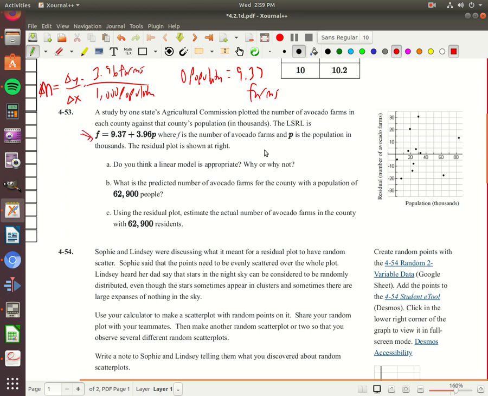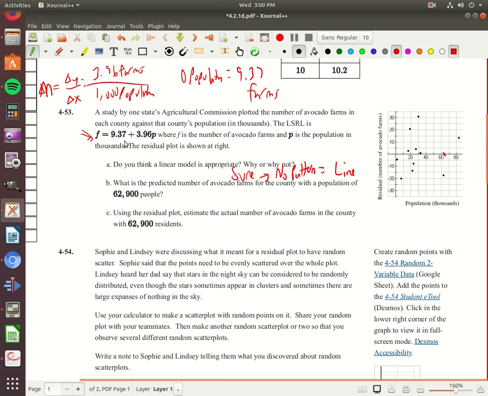LSRL is telling us. All right, so do you think a linear model is appropriate here? Again, this is a residual plot. I'm not really seeing a pattern, so I'll say sure, no pattern equals line. It says, what's the predicted number of avocado farms in the population 62,900? Well, 62,900 is right here, right? Well, remember, this tells me my misses.